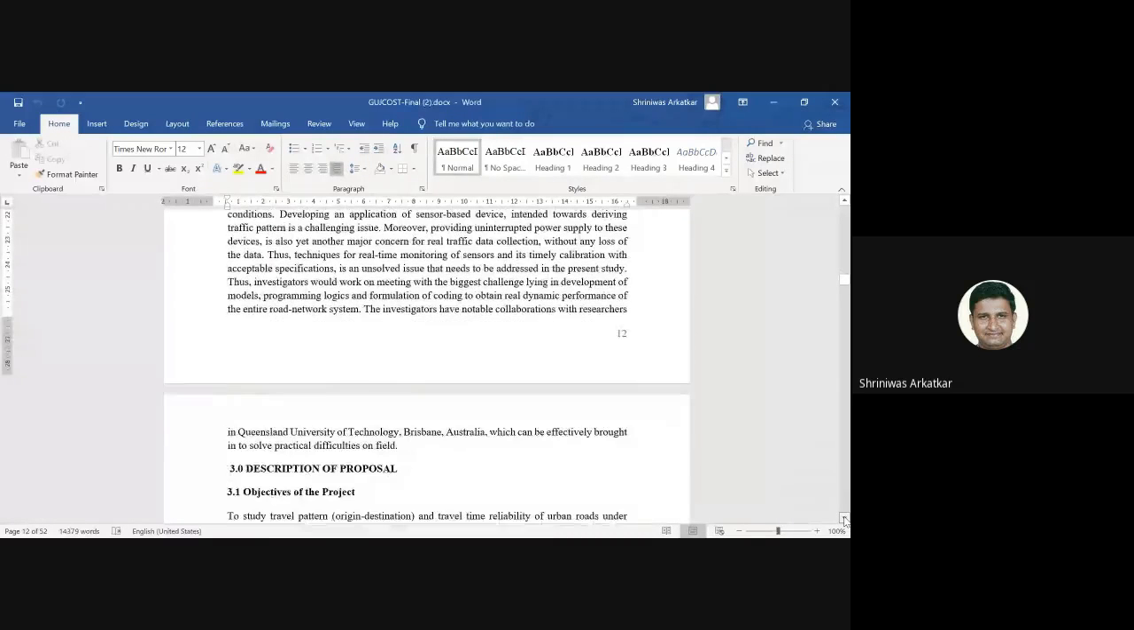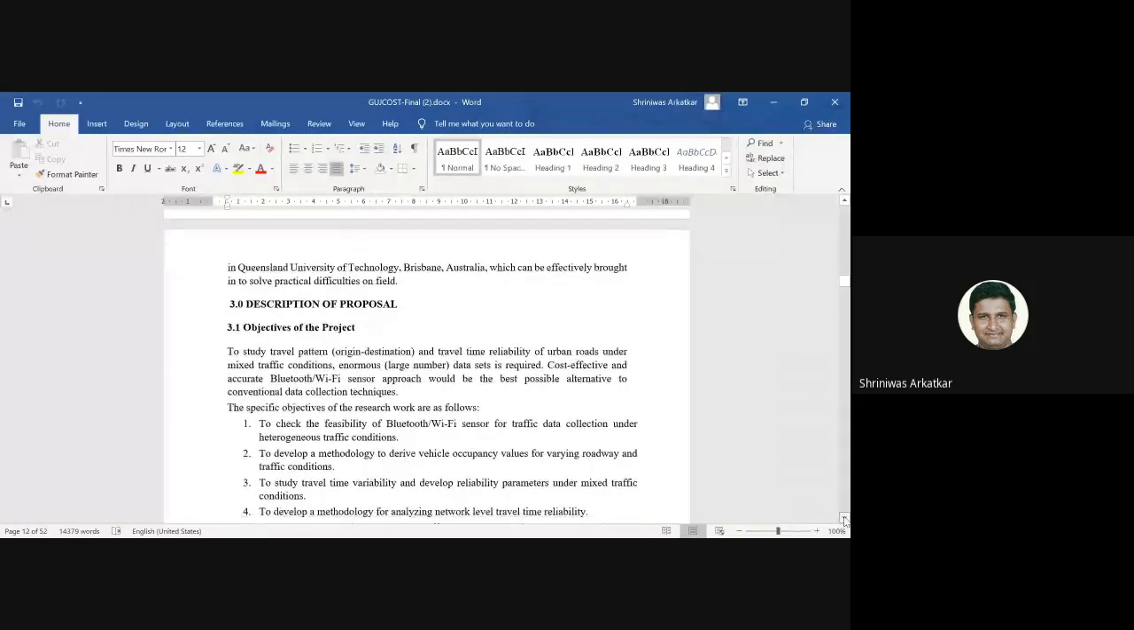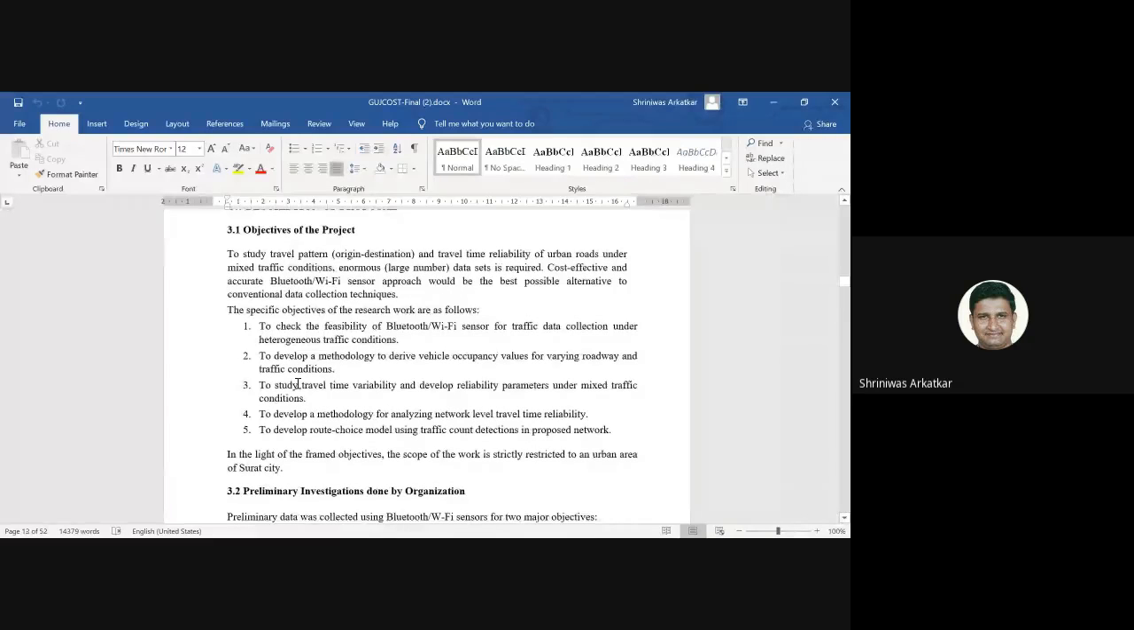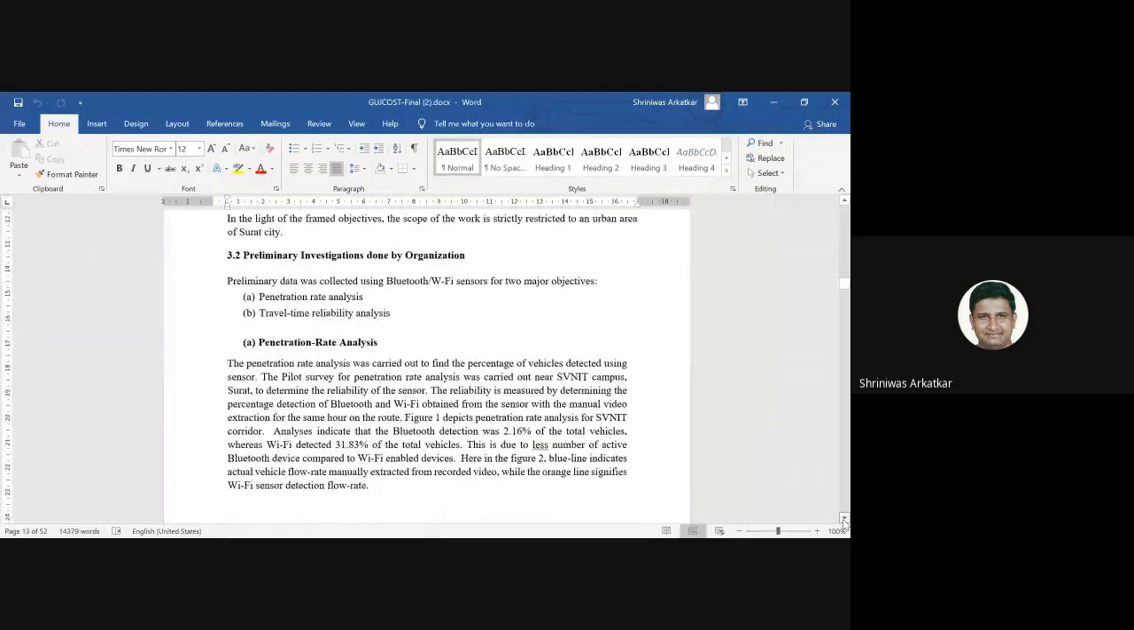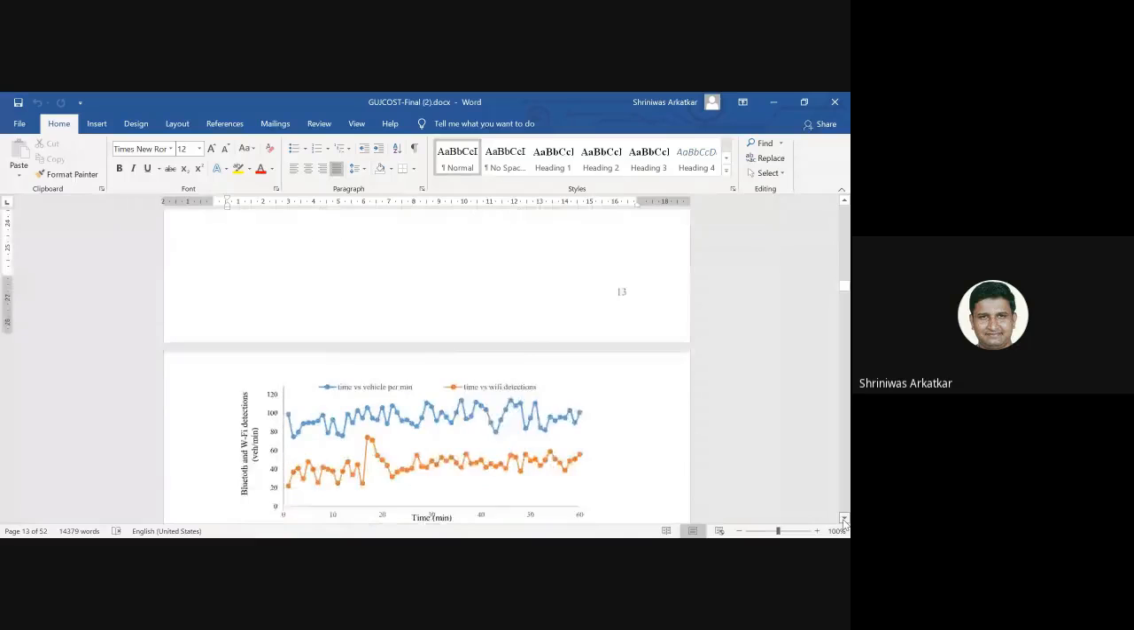Then comes the description of the proposal, in which first comes the objective of the project. Generally we should not have more than 4 or 5 objectives. Then they may ask for some preliminary investigations done by your organization. It is important to showcase the kind of work we have done in the past, so that they feel you are a confident researcher who has done some work in this direction, and you are likely to get more work done and expand your ideas.